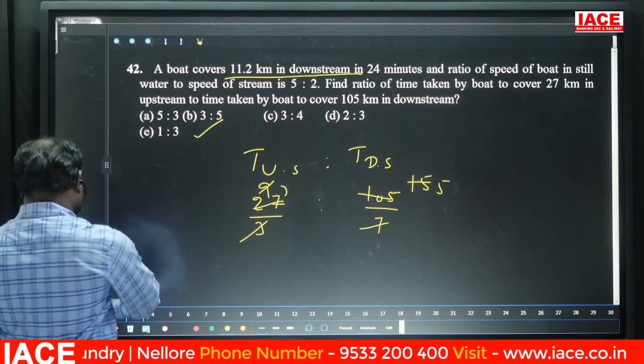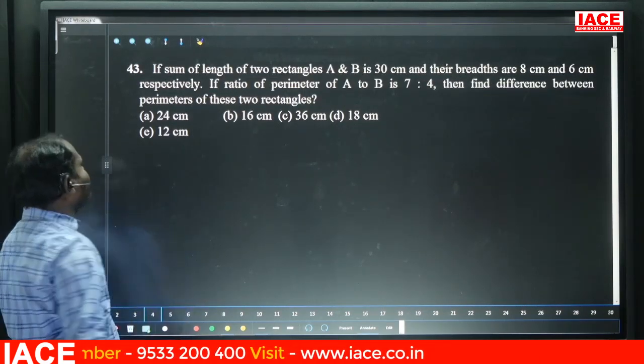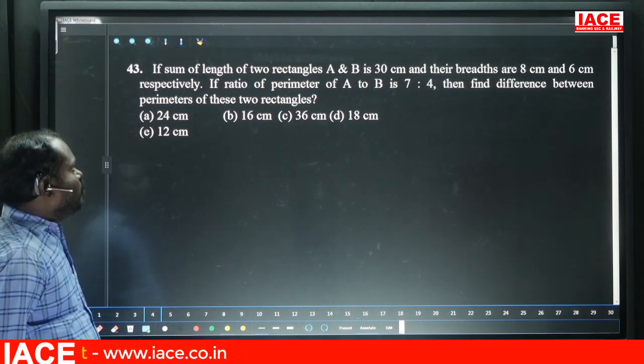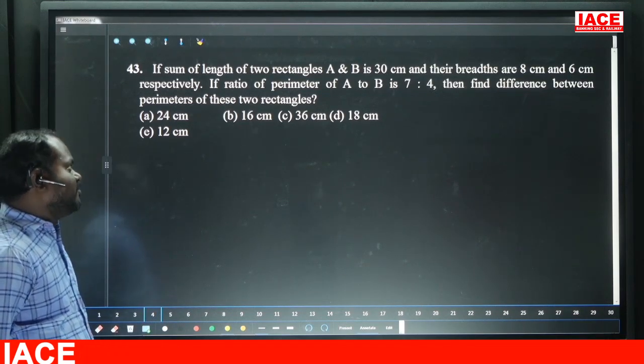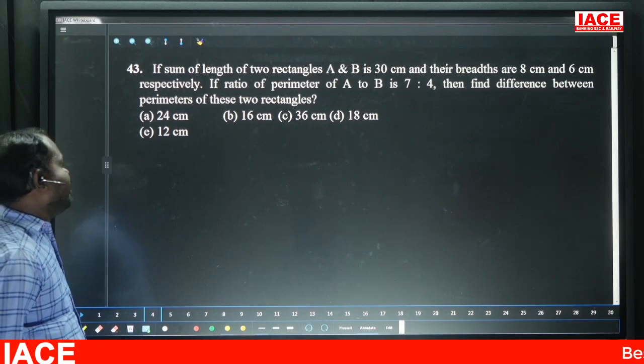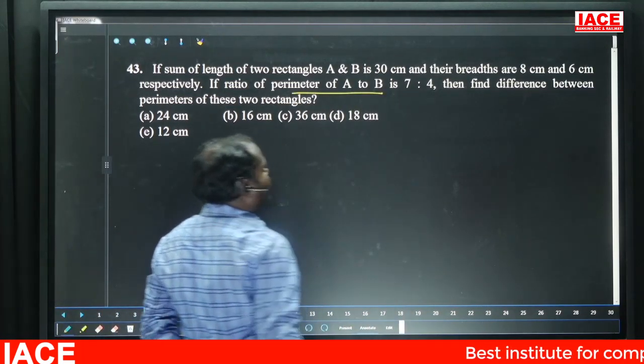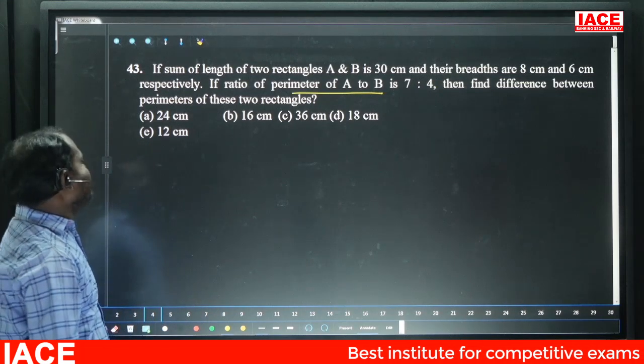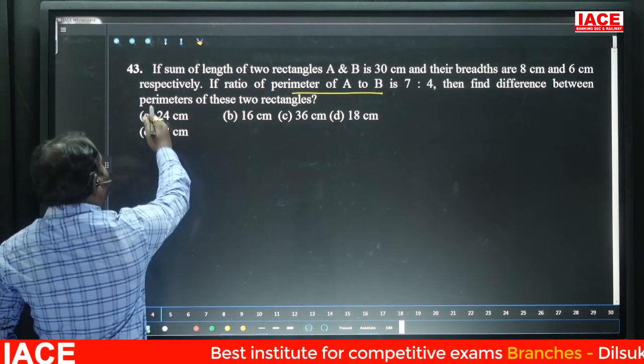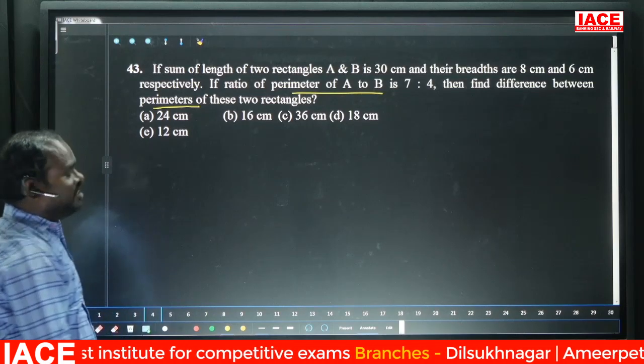Next. If the sum of the lengths of two rectangles A and B is 30 centimeters and their breadths are 8 and 6 respectively, and the ratio of perimeters of A to B is 7 to 4, then find the difference between the perimeters.